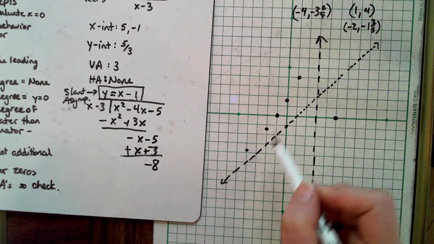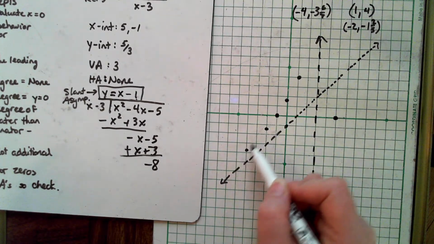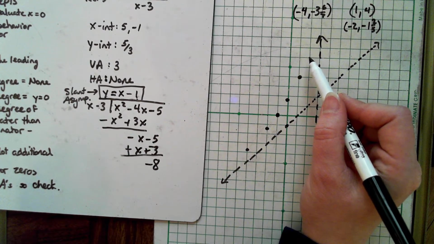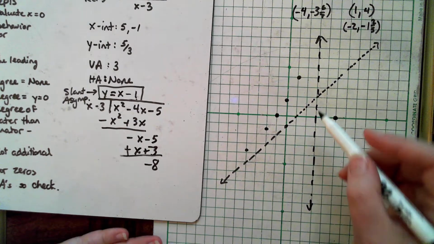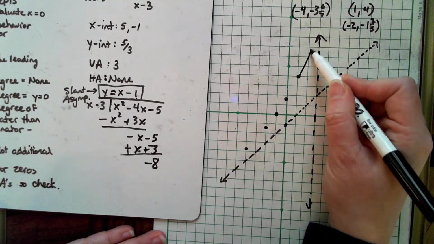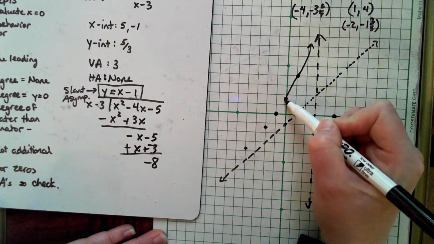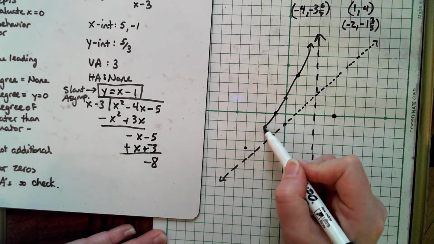Okay, so notice I picked a bunch of points from over here to get this shape really well. Then I'll pick a few more points over here to get that shape, and that will be my graph. So basically it's doing this, it's coming this way, and doing that.